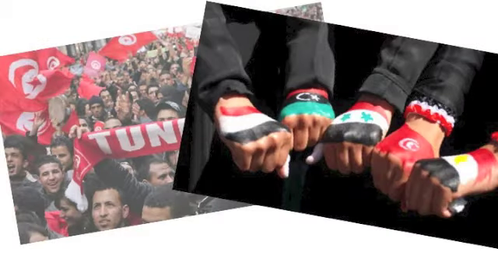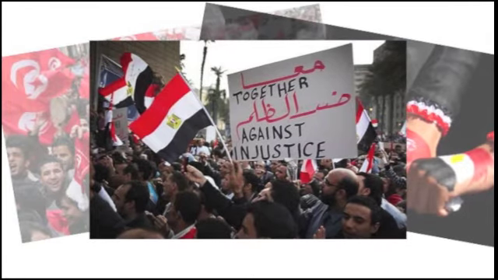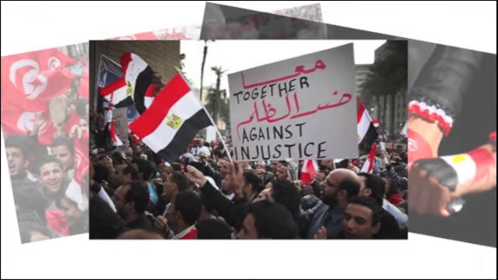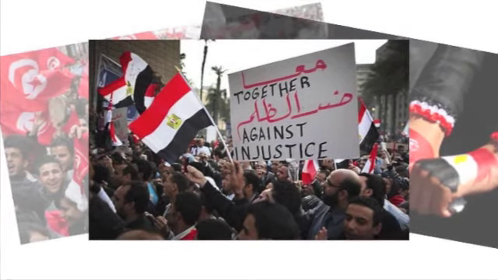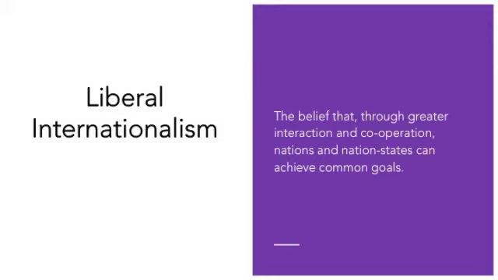So if you look at the world through a revolutionary internationalist lens, people believe that if the cards are stacked against you, you must forcibly enact change to improve your position, and this forcible change will affect nations other than your own. Finally, we have liberal internationalism. Liberal internationalism is the belief that, through greater interaction and cooperation, nations and nation-states can achieve common goals. Under this belief system, we see the ideal of nations working together for the good of the world, with no nation more powerful than others, but with each nation contributing to global peace and security.